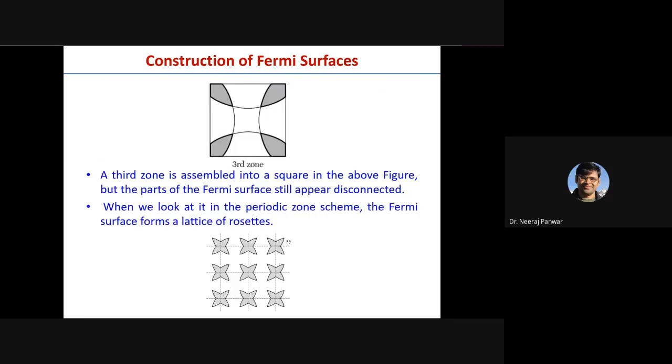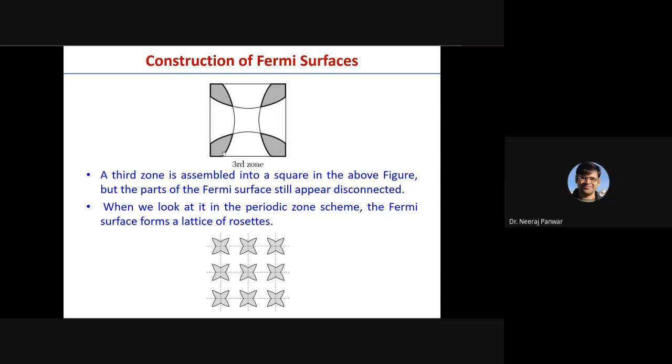This is the third portion. This is the portion of the third Brillouin zone that has been translated to the first Brillouin zone. So the shaded region represents the third Brillouin zone, and we can see that even after transferring the third Brillouin zone to the first Brillouin zone, their sections are completely lying away from each other. They are detached from each other in the reduced zone scheme.